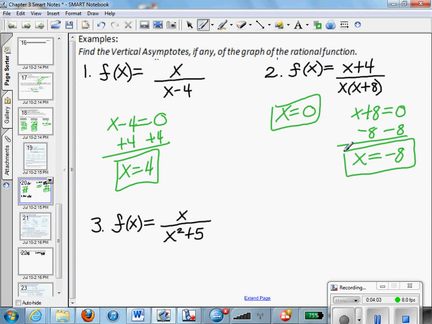And number 3, f of x equals x over x squared plus 5. If you take x squared plus 5 equals 0, something similar to what happened a minute ago, there would be no vertical asymptote, because x squared plus 5 can never equal 0. No vertical asymptotes.